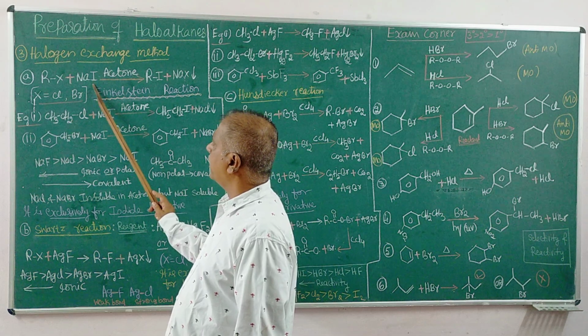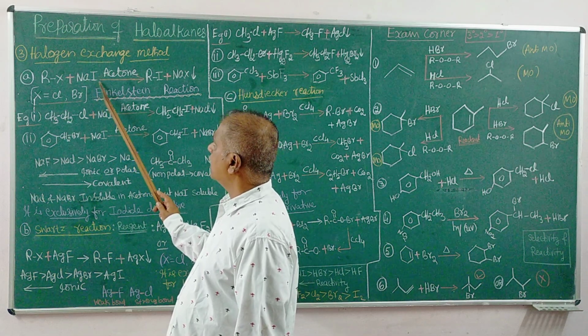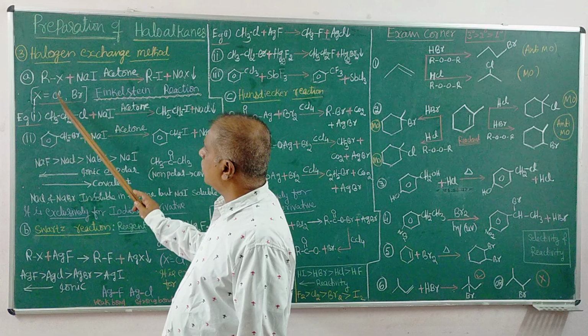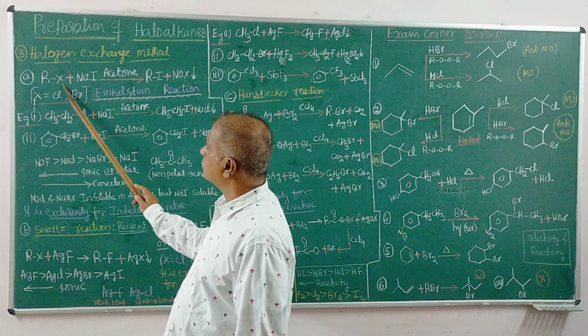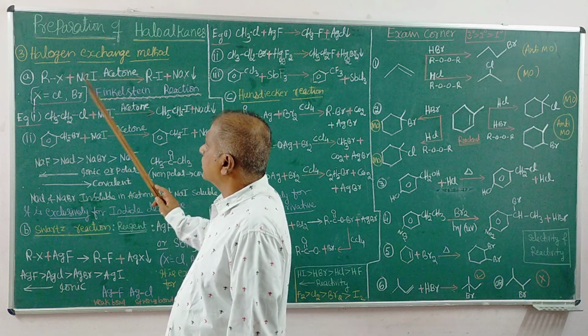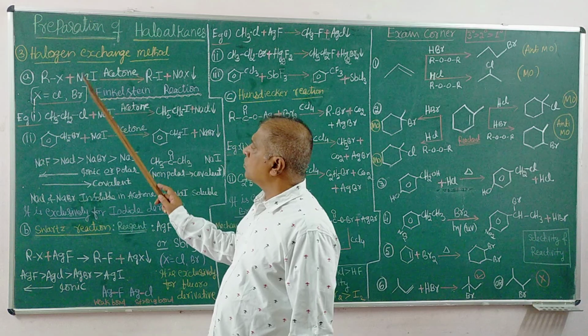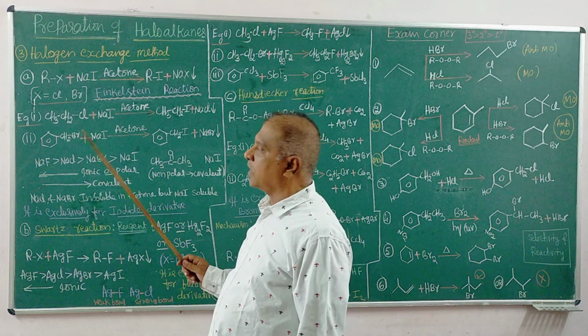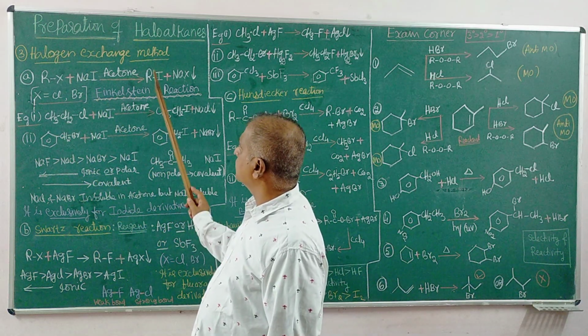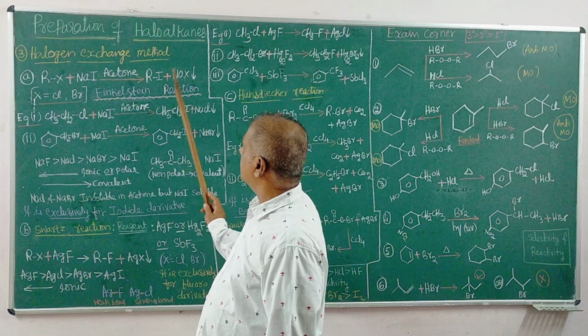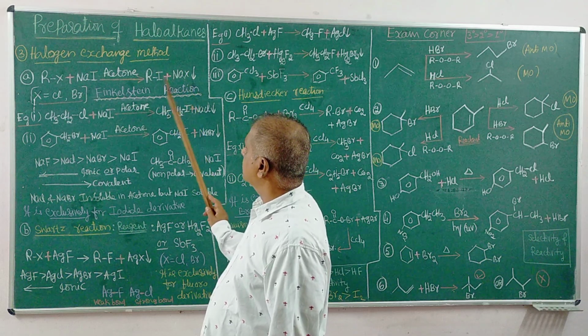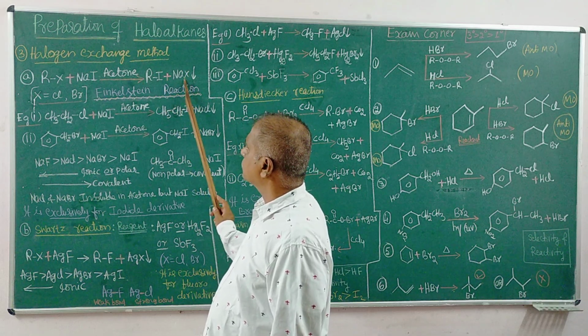This is sodium iodide, iodo is the halogen. Here chloro and bromo is the halogen, RX and sodium iodide. So these two molecules exchange their halogens. That is, X becomes I and I becomes X. These are the products we get.